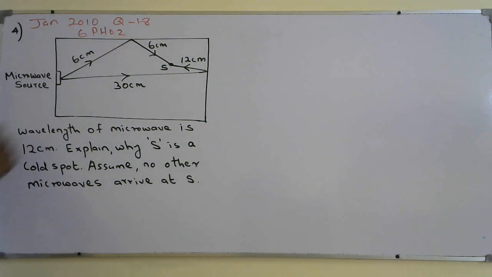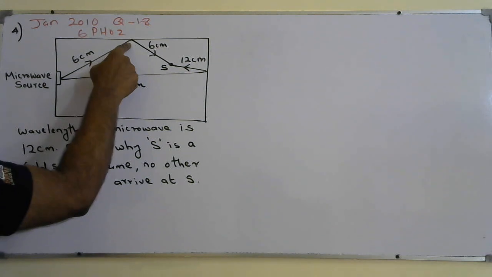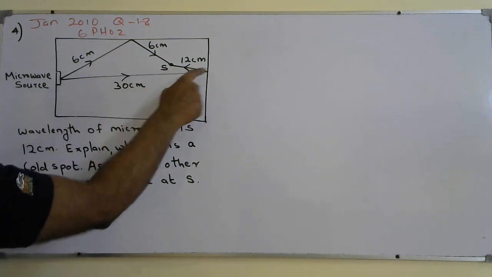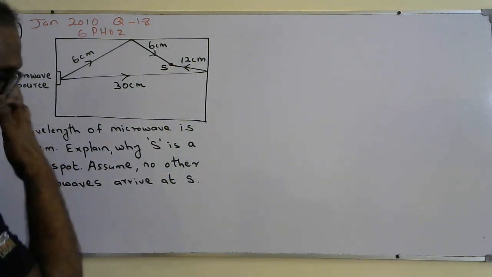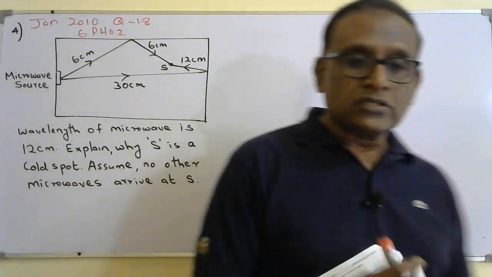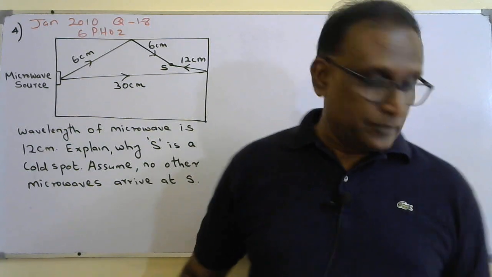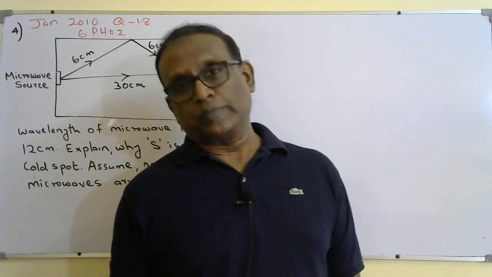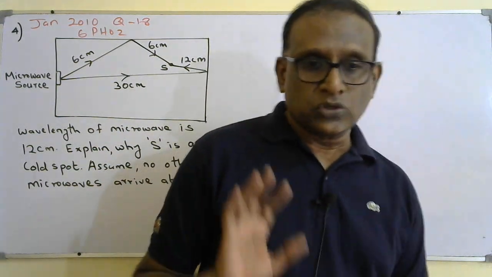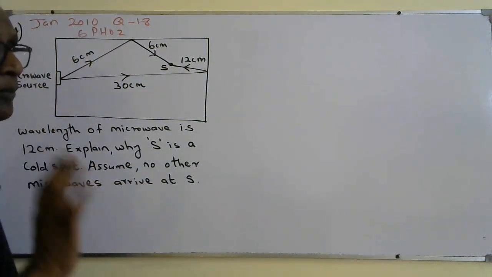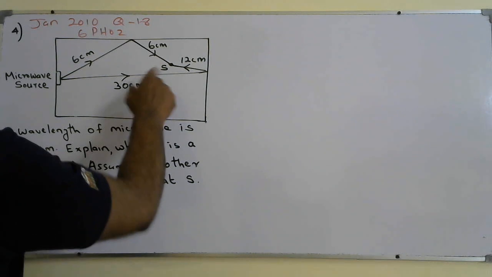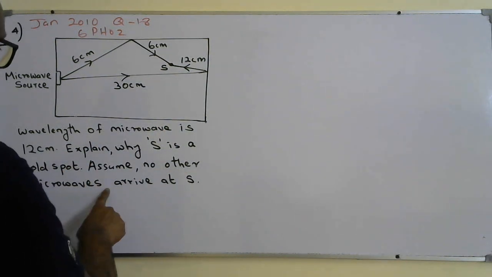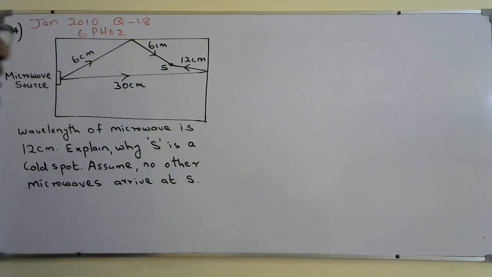So the microwave source reflects from this point and reaches point S. Here another microwave reflects from here and reaches S. Practically there will be not only two waves reaching point S, there will be many other waves, but in the syllabus we consider two-source superposition. So that's the reason we consider only the two different microwaves reaching point S. The question says, assume no other microwave arrives at S. So that's given in the question.